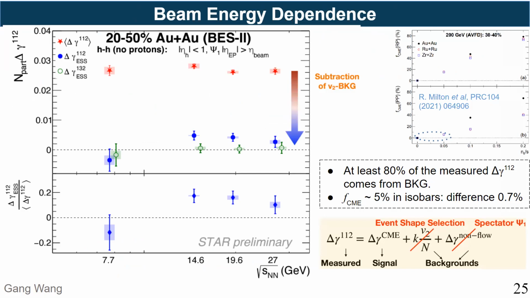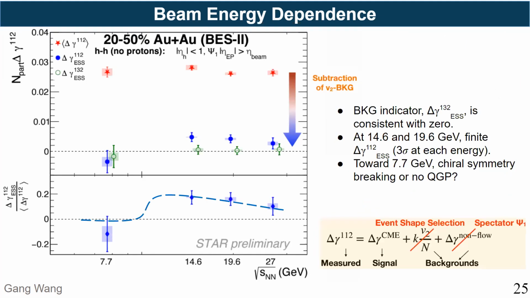And this also explains why in isobar we should not see the signal. Because if you take 20% as FCME in gold and convert it into isobar, the FCME in isobar should be around 5%. Then the difference between the 2 isobars is only 0.7%. But remember, the error bar is 0.4%. So that's why we should not see it in isobar.